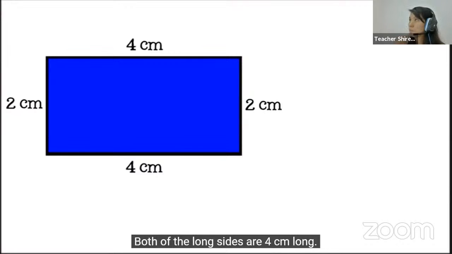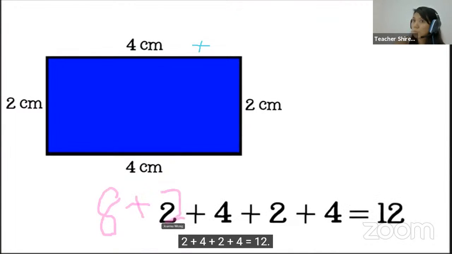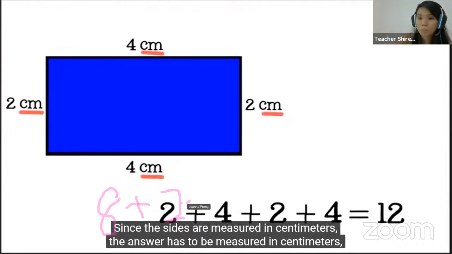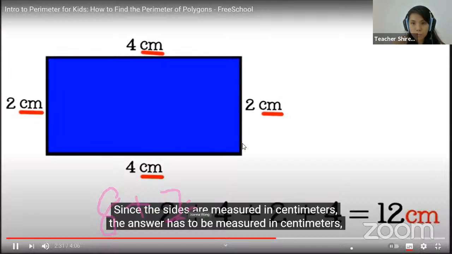To find the perimeter of the rectangle, we add up the lengths of all the sides. 2 plus 4 plus 2 plus 4 equals 12. Since the sides are measured in centimeters, the answer has to be measured in centimeters too.